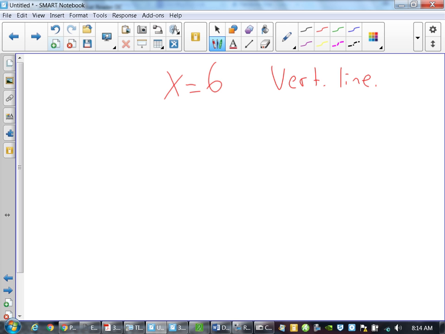Vertical lines are always x equals something, and they have a slope that is undefined. The reason that their slope is undefined is because when you have a 0 in the denominator, you can't divide by 0. That's how that works. So these guys all have a slope that is undefined. And if I wanted to be, let's say, parallel to 6 and 2, 3, -7, what kind of lines are parallel to vertical lines? Vertical lines.